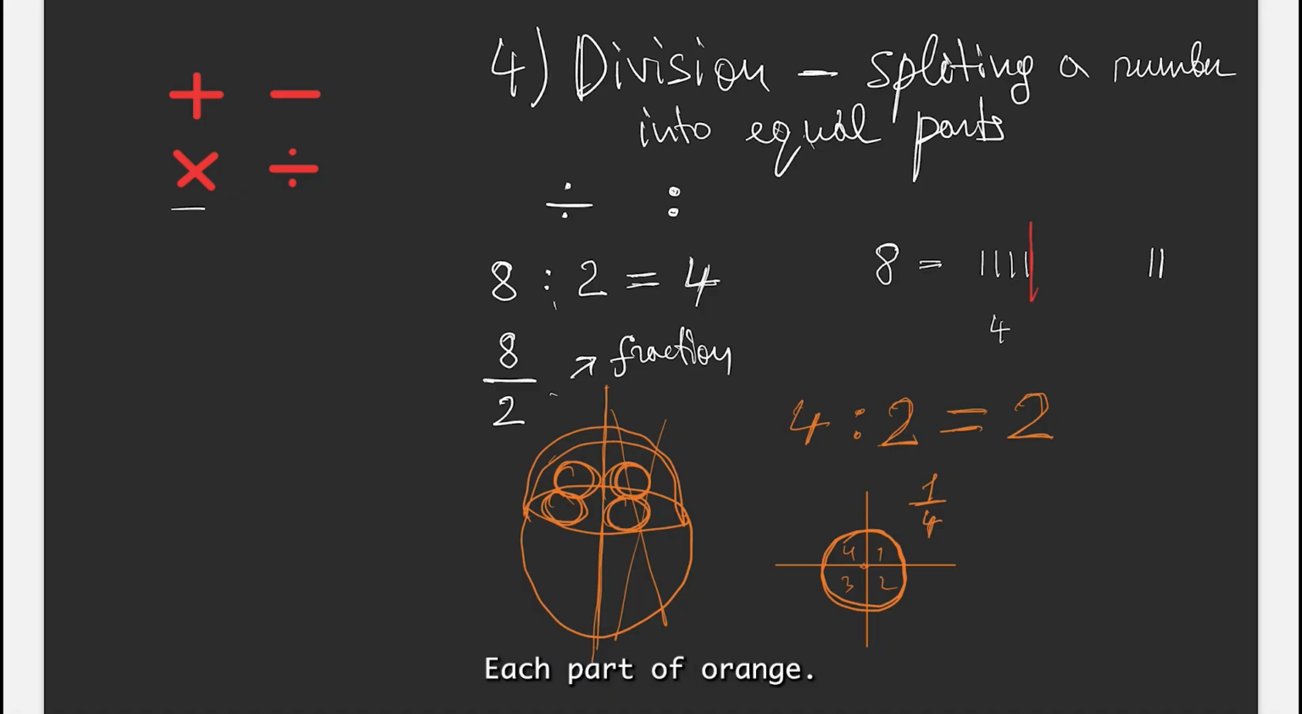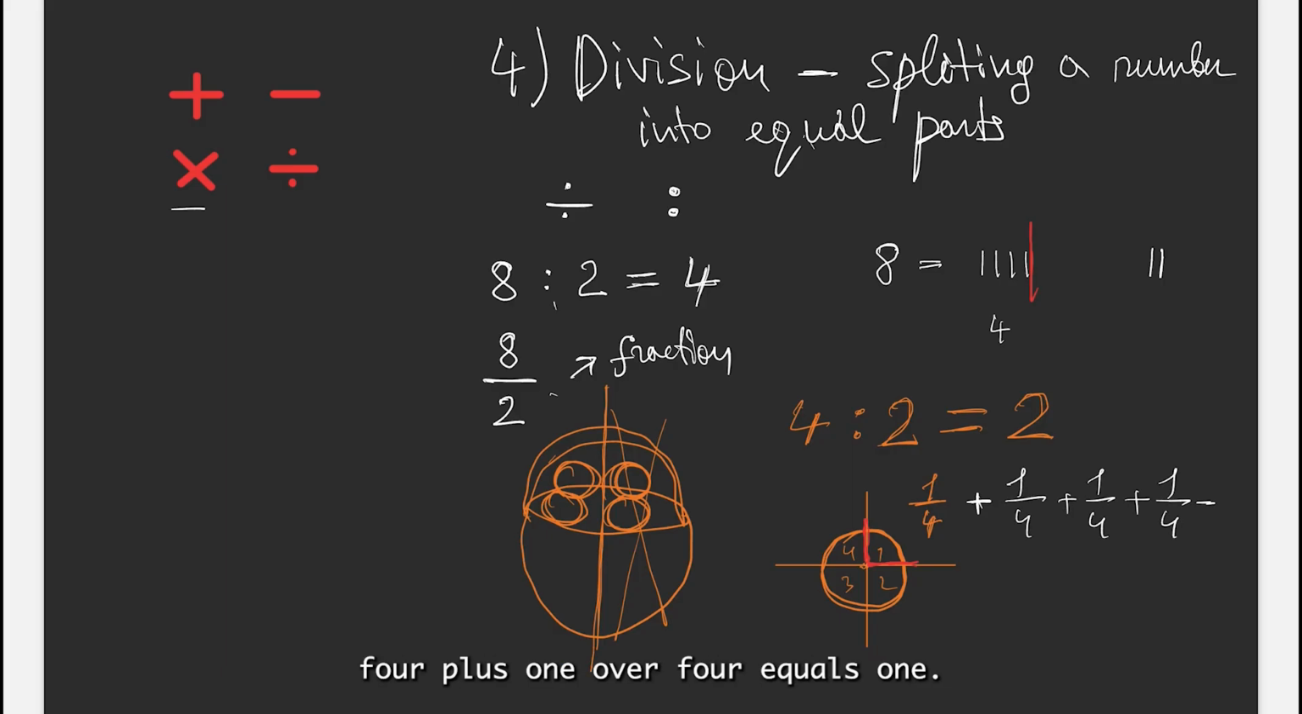Each part of orange is 1 out of 4 because you have 4 parts. So in adding these parts, 1 over 4 plus 1 over 4 plus 1 over 4 plus 1 over 4 equals 1, because there is 1 orange. So this is it. Hope it was fun to watch and it was more clear for you.